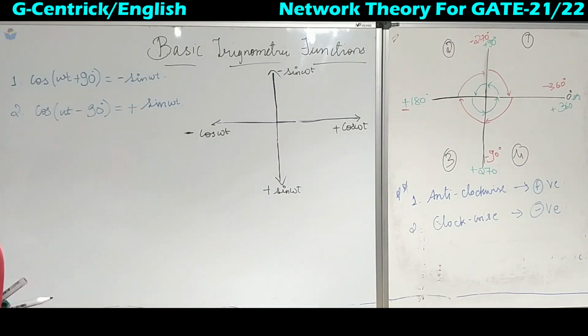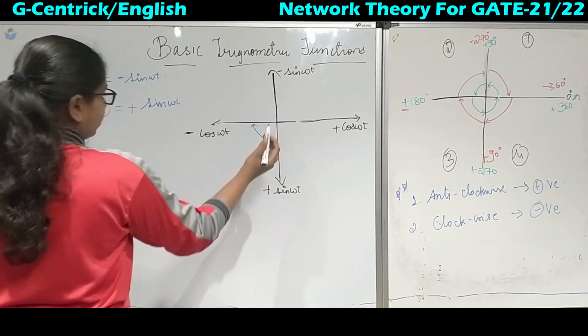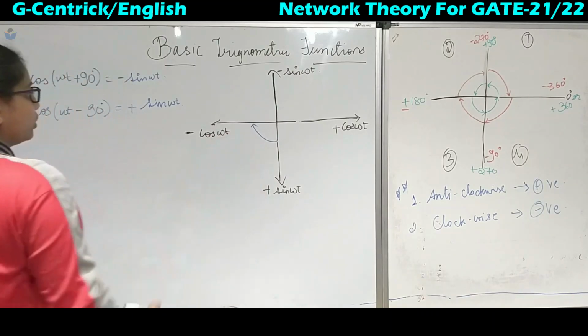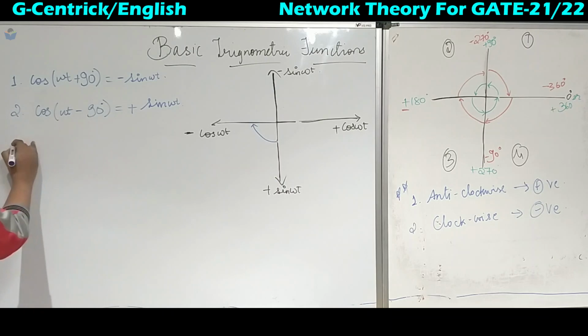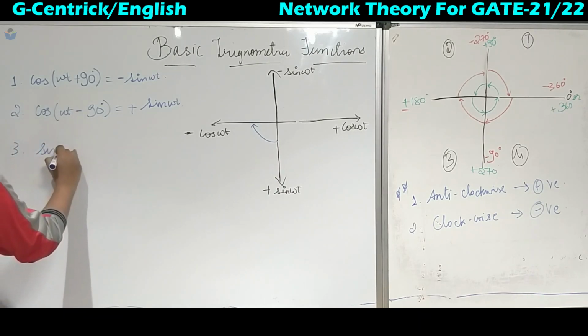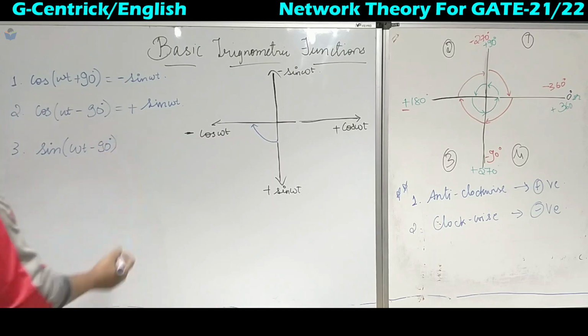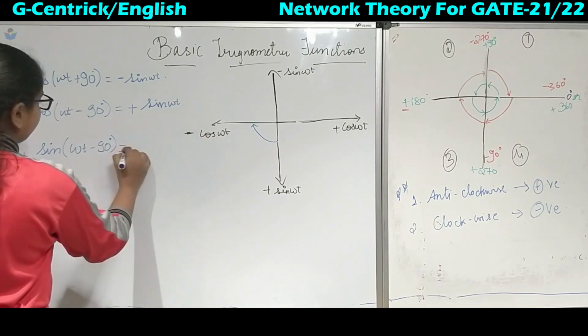Okay. Now from here, if I move in this direction, from plus sin omega t to this direction, that is the clockwise direction. So what will I get? If it is clockwise, sin omega t minus 90 degrees. Okay, so this is minus 90 degrees. What will I get here?